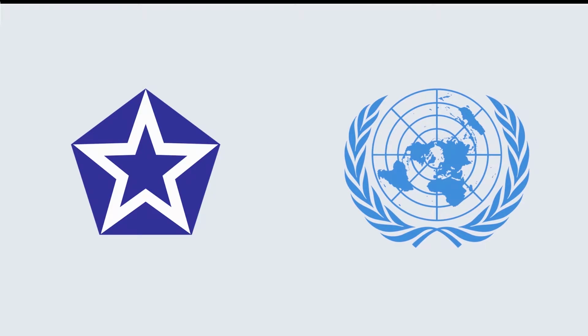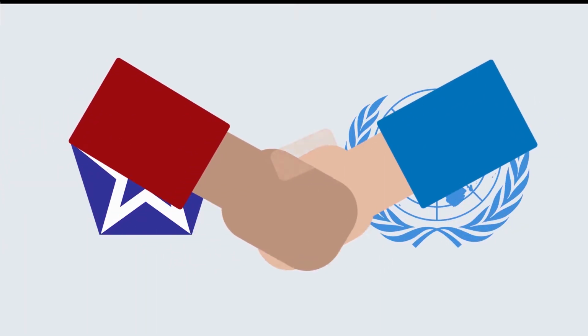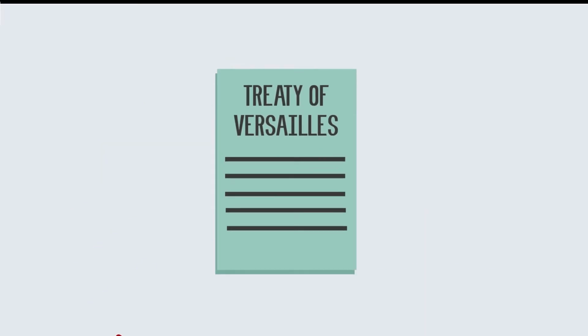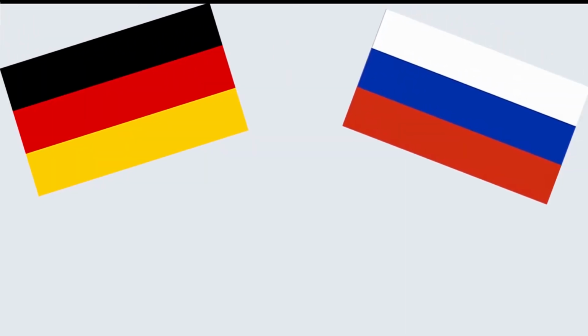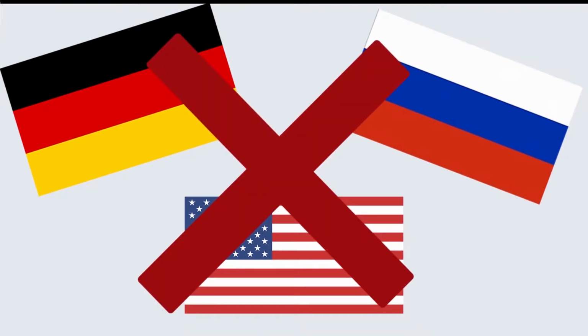So, the League of Nations was initially established as a bit of a precursor to the United Nations, and it was set up to settle international disputes as a collective order in the 20th century. It was set up at the Treaty of Versailles, which every nation hated secretly. It was created to provide a forum for resolving international disputes. It had 58 nation members by the 1930s. However, Germany, Russia, and interestingly, the United States were not a part of it at this point.